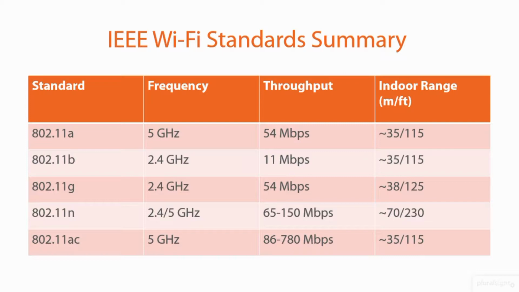So wherever possible, if you have a Wi-Fi network interface that can support 5 gigahertz, use either N or AC. Of course, the access point would have to support those standards as well.